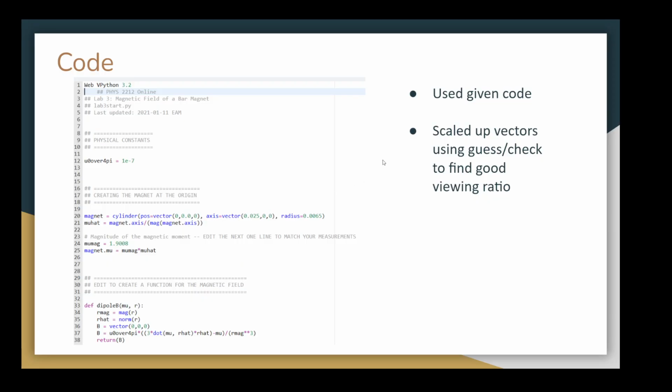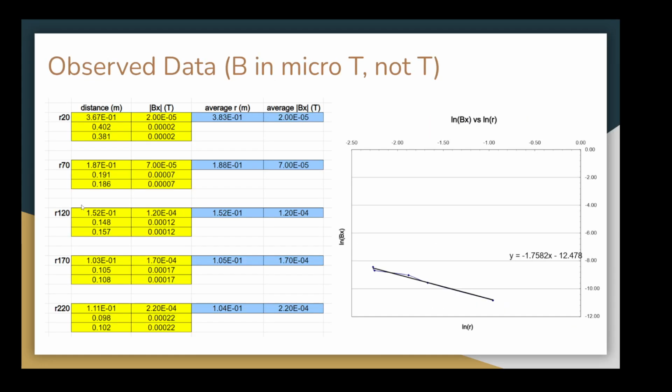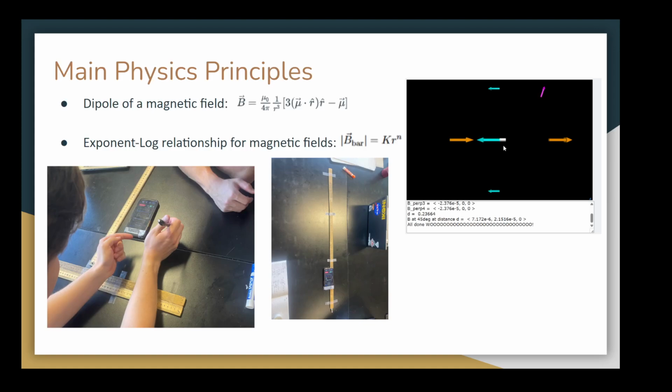The code, I just used the starter code. I think everyone did. Nothing really crazy happening here. I just create my vectors and arrows and copy and paste for the different locations. I'll scale it up to 2000 just to make sure we can see the arrows. The picture of that graph, or the visualization, is over here.